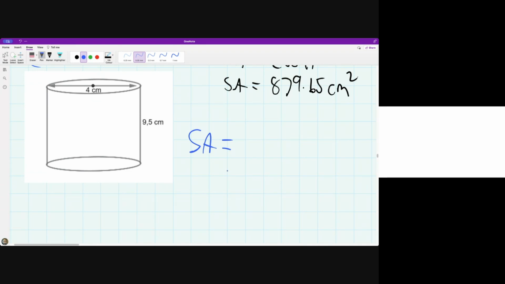What are we going to get for the surface area of the cylinder?